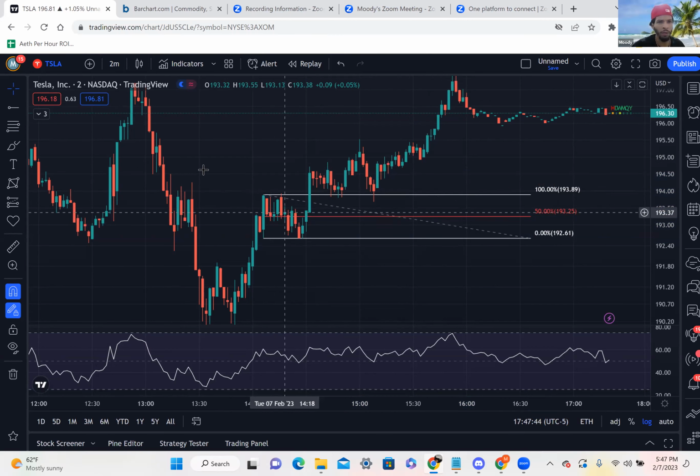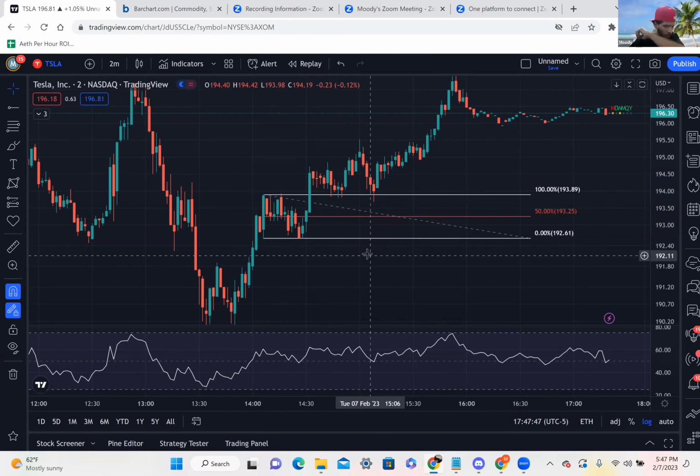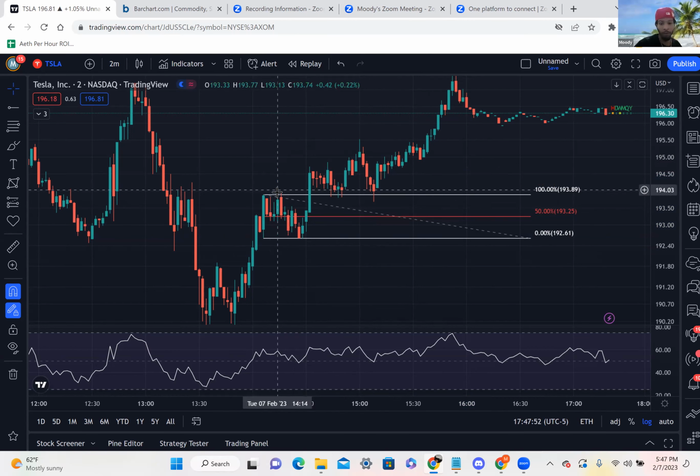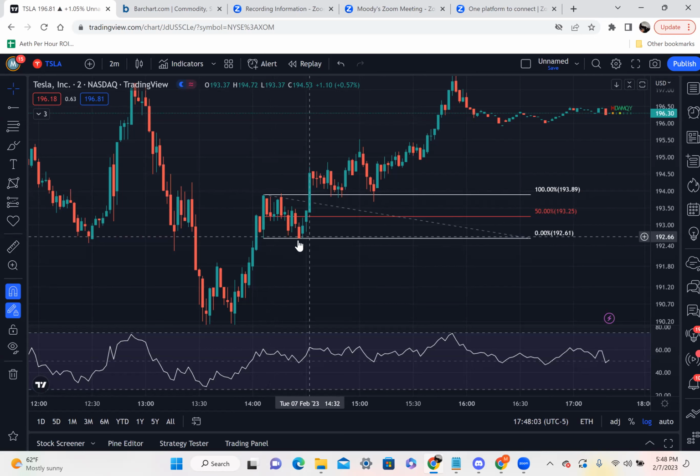So long story short, that was a bull flag area. My bad, my train of thought got thrown off. That's actually a good range too. I'm trying to get back to the charts.